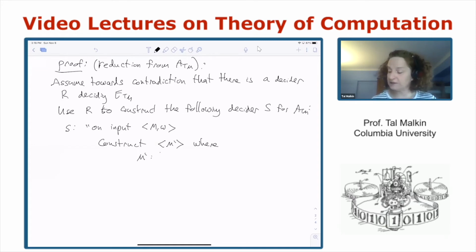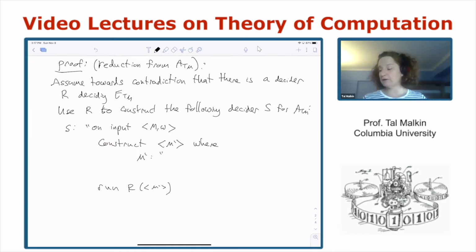What do I want to do? I want to specify how M prime behaves on every input. I want to construct this M prime, and then run R on M prime and use the result. So our goal is, starting from M and W, construct a new Turing machine M prime, such that if I know whether or not M prime accepts the empty language, then I know whether or not M accepts W.